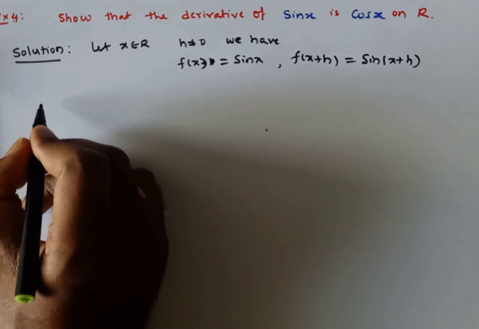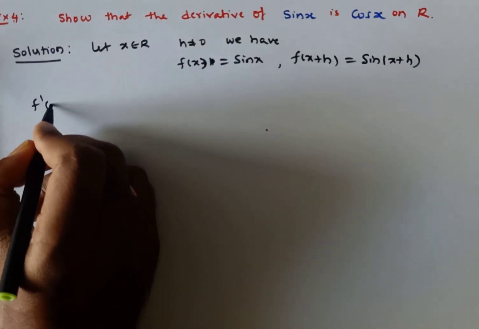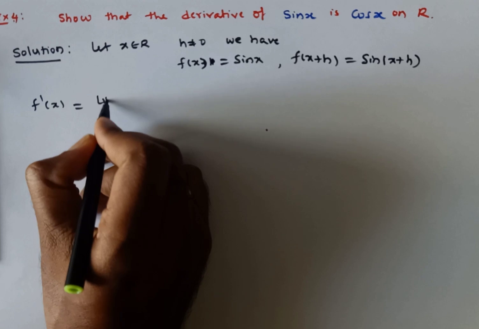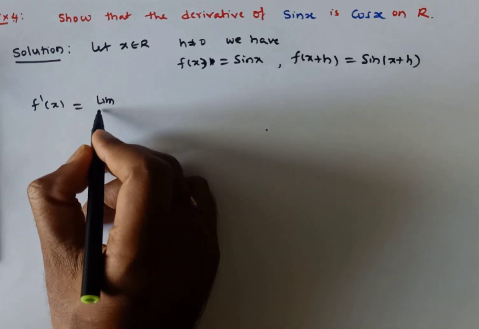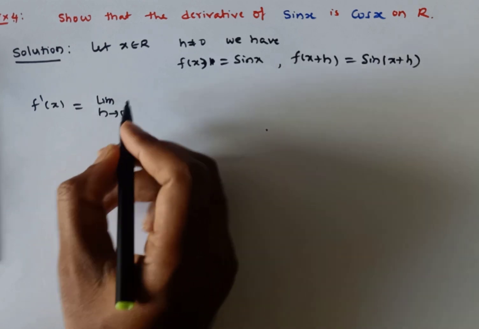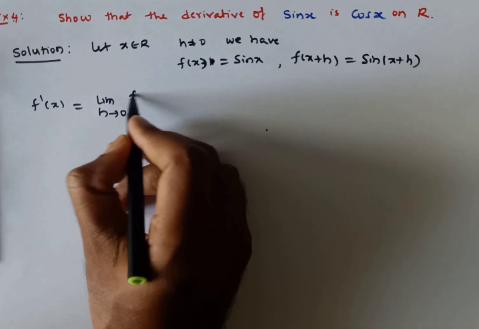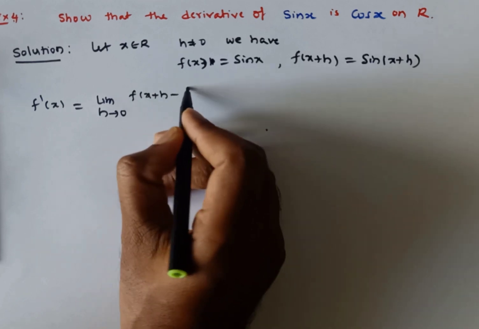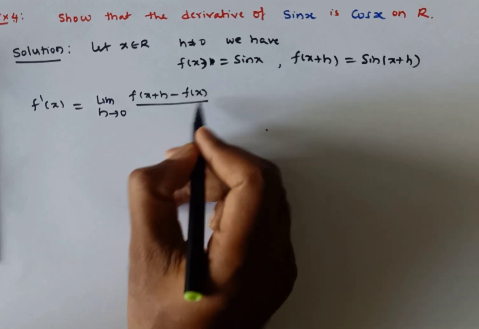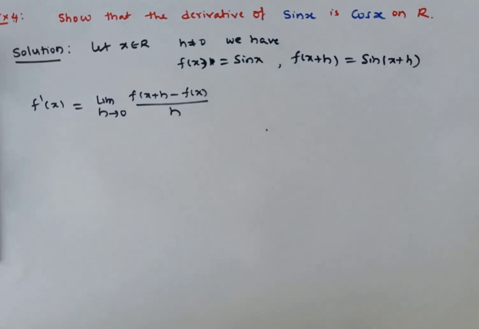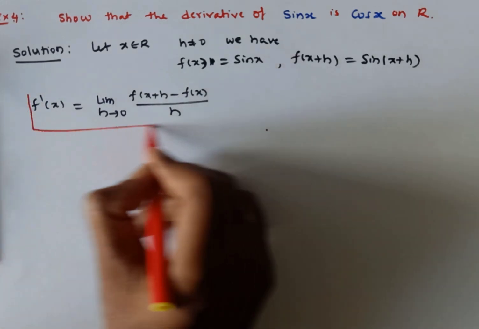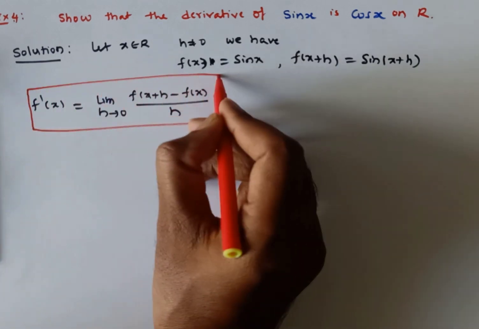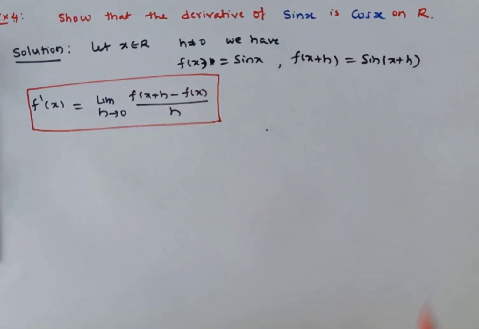Now write down the first principle of the derivative, that is f dash of x equals limit h tends to 0 of f of x plus h minus f of x divided by h. To remember the formula, write it 3-4 times and you will remember. This is the first principle of the derivative. By using this principle you can evaluate the derivative of any function.